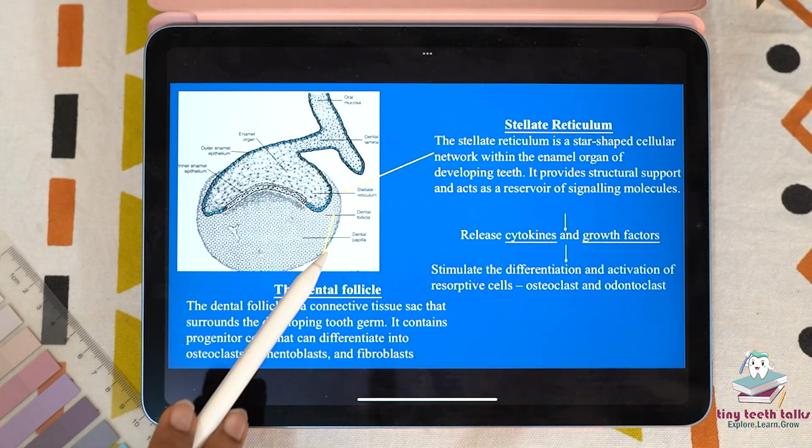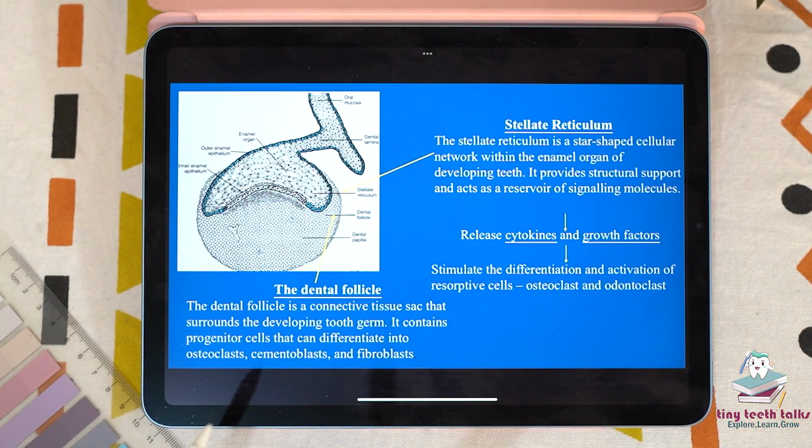The dental follicle is a connective tissue sac that surrounds the developing tooth germ. It contains progenitor cells that can differentiate into osteoclasts, cementoblasts, and fibroblasts. Progenitor cells are committed to differentiating into a specific type of cell or a limited range of cell types. For example, hematopoietic progenitor cells give rise to the various blood cells.